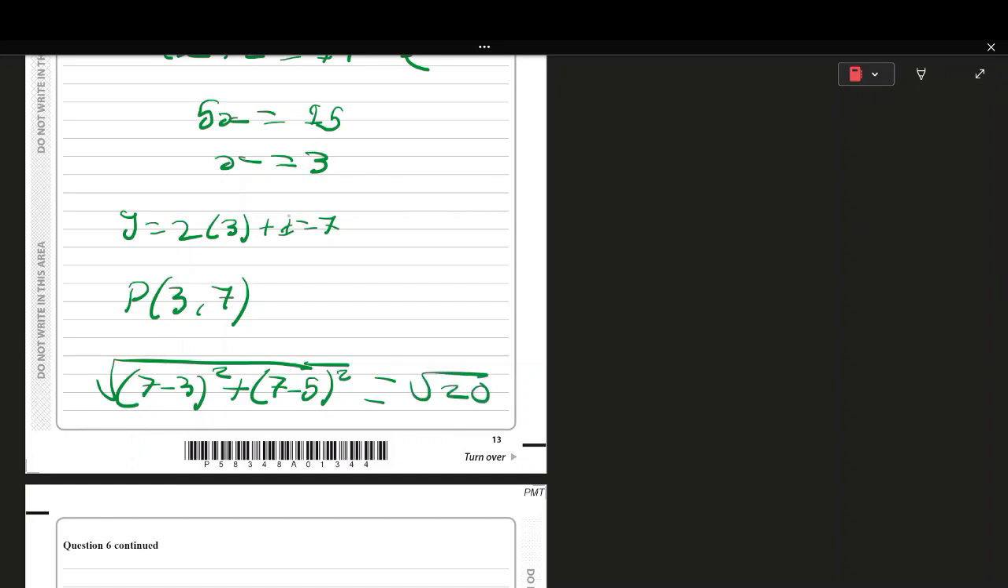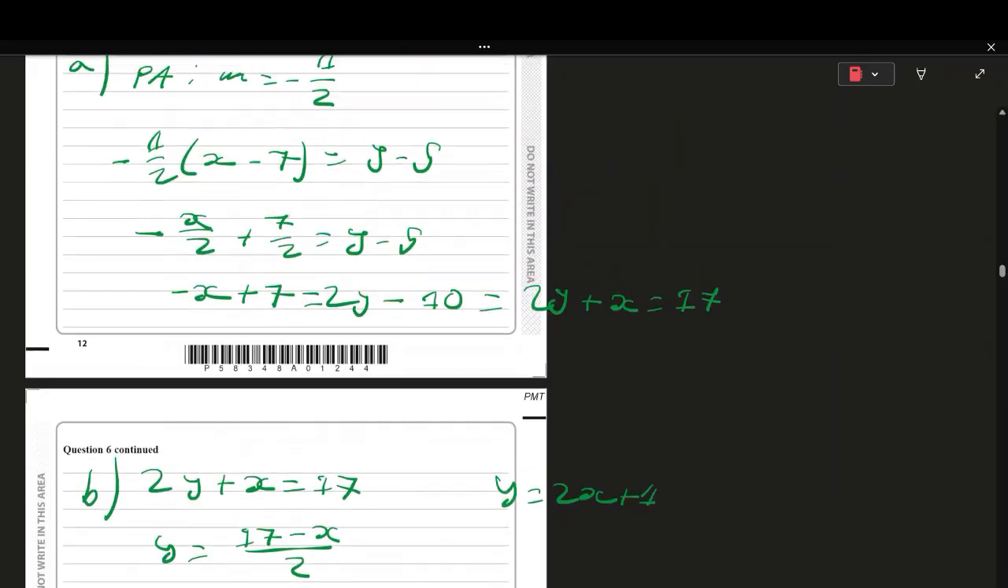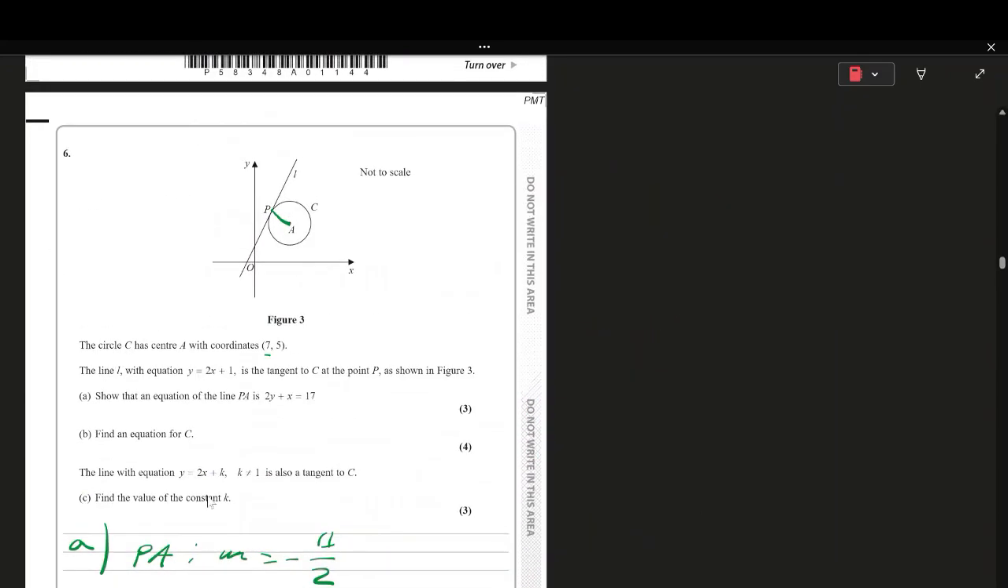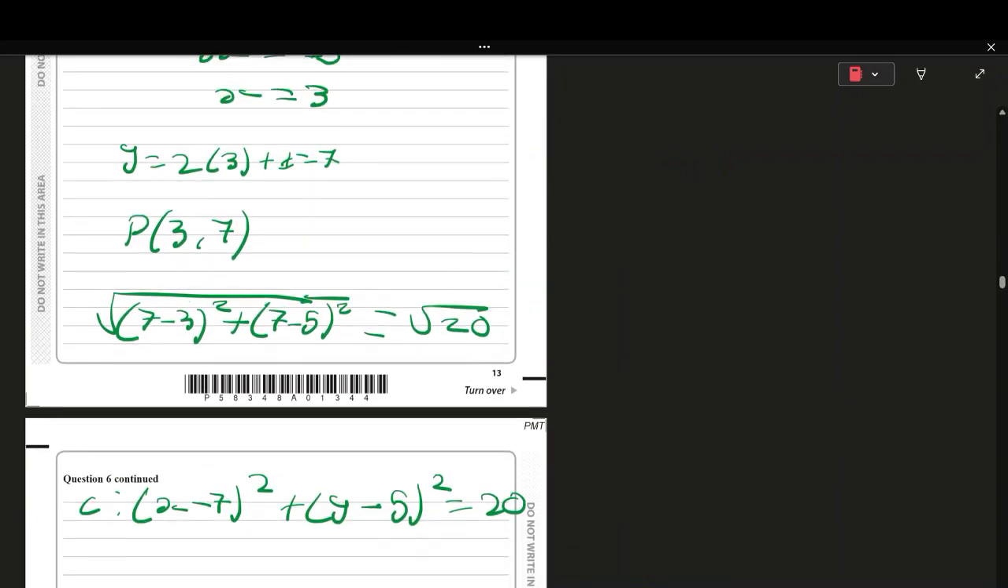So then the equation for C is (x minus 7) squared plus (y minus 5) squared is equal to 20, since that is r squared in this case. Okay, now for part C, we need to find the value of the constant k.